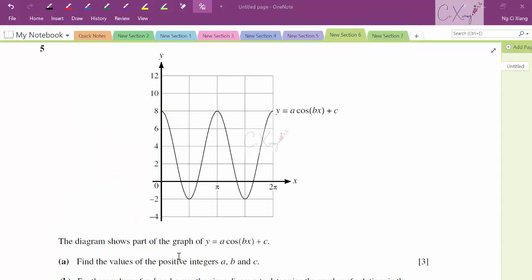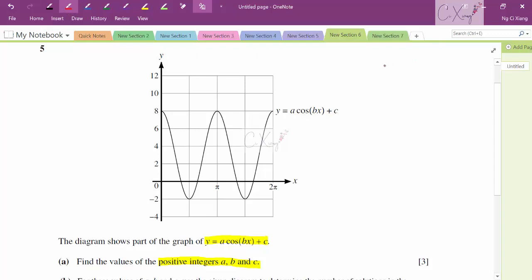Okay, so now question number 5. The diagram shows part of the graph for this equation, and they're asking us to find the values of the positive integers a, b, and c. So a, b, and c are all positive integers. For this graph, the basic graph is actually cos x, and it has experienced a few different types of transformation. So we need to know the values of a, b, and c.